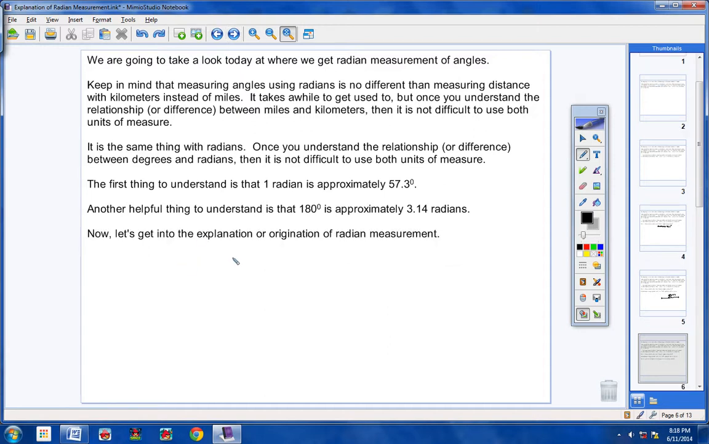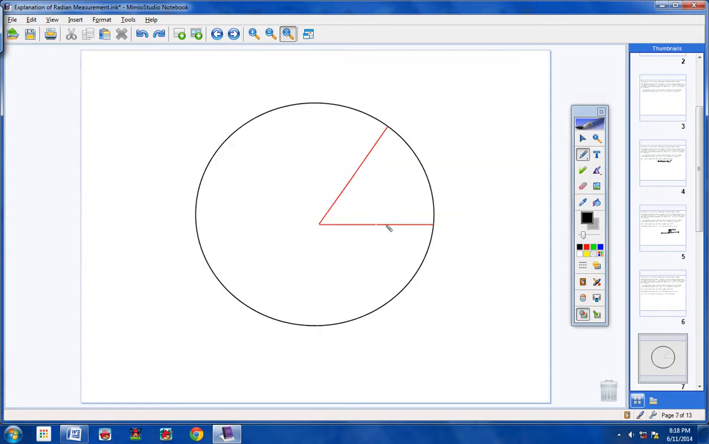So let's go ahead and get into the explanation or the origination of where radian measurement came from. Please take some really good notes. Okay, what I want you to do is draw a circle in your notes and then go ahead and draw an angle that's approximately this measurement right here. Now, we're going to go ahead and say we have a radius of 1. That's very important. Please label that as 1. And we're going to label this radius here as a radius of 1.